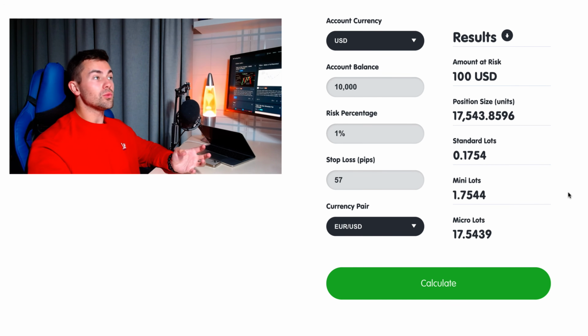And here what the system does, the system calculates the lot size for our trade. Here is our lot size. And when you open your trade in a trading terminal, that will be your lot size. With that lot size, you will risk $100. So you will risk 1% of your trading account.